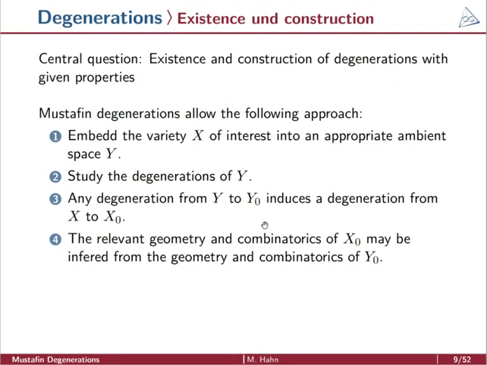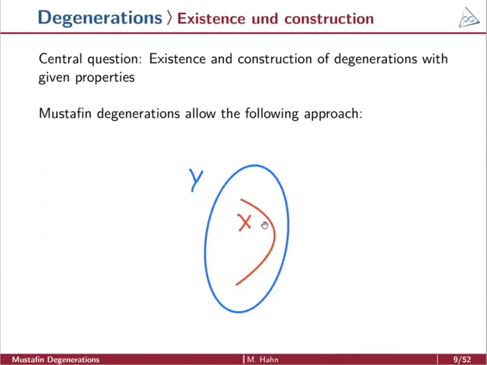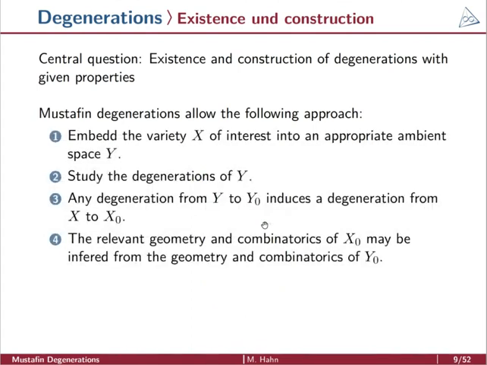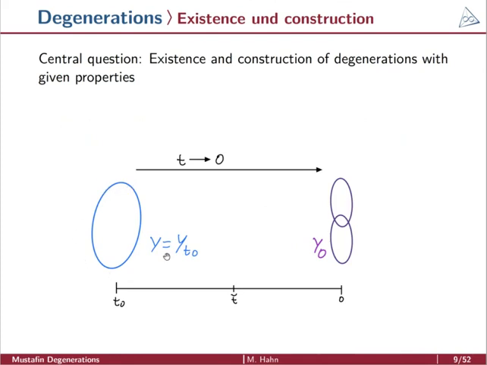And so the approach may be boiled down into 4 steps. The first step is we embed the variety x of interest into an appropriate ambient space y. So we have a higher dimensional variety y, and we embed x into y. And this y should have the property that the degenerations of y should be easier to understand than the degenerations of x. Therefore, in the second step, we first study the degenerations of y before we understand the degenerations of x. So we have this higher dimensional variety here, and we look at its degenerations. For example, we may classify what possible limits can occur in these degenerations.